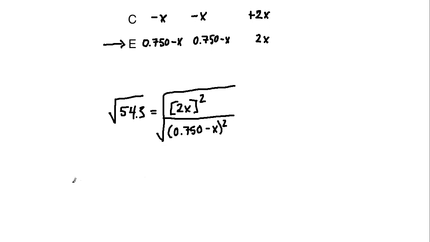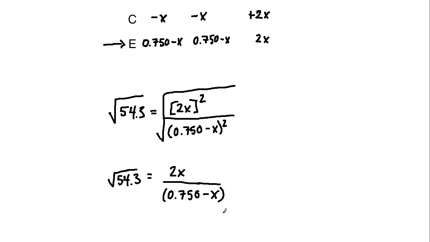Okay, so once we do this, what we are going to get is we can simplify it, and we can say, all right, the square root of 54.3 is going to be equal to 2X over that initial term that we had, 0.750 minus X, but the square will be gone.